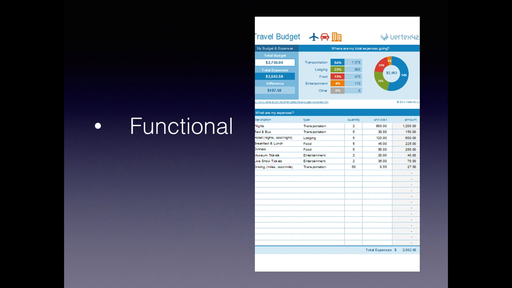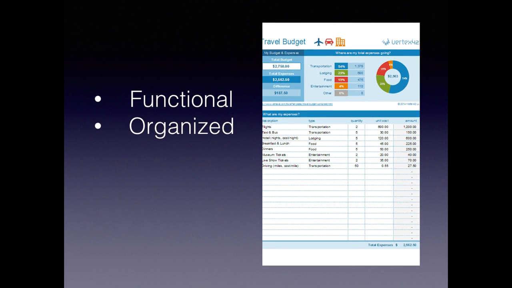Now, first thing you need to remember is to make sure the budget is functional. That means it works correctly. That means the equations in it make sense. The equations in it get you the result that you want and are interchangeable. Meaning, if you change numbers, you will get the correct answer as a result.